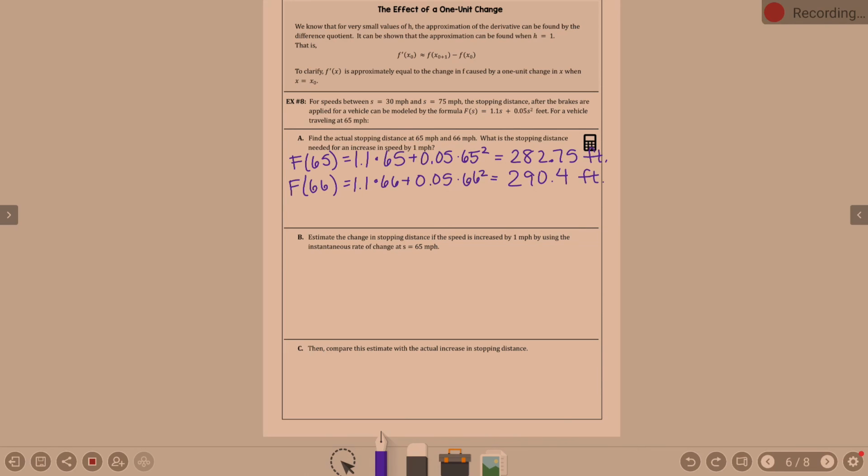Okay. So when we're at 65 miles an hour and 66 miles an hour, what is the stopping distance needed for an increase in speed by 1 mile per hour? So what am I going to do to find that? Basically, what's the difference between these two values, right? So I'm going to write it as f of 66 minus f of 65. Subtract those two values, and I have 7.65 feet.